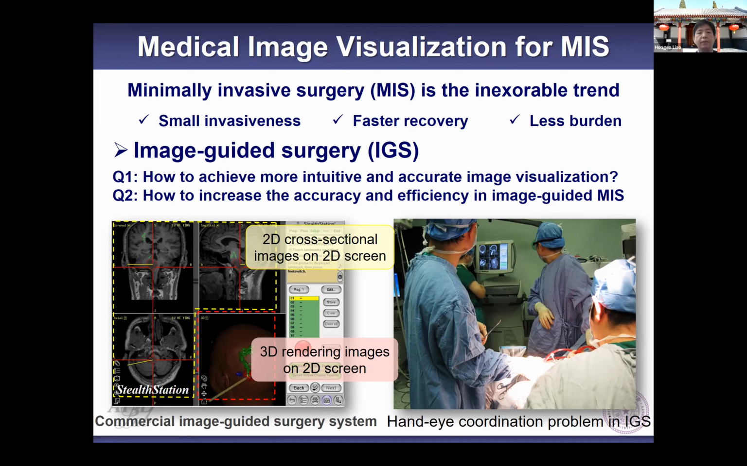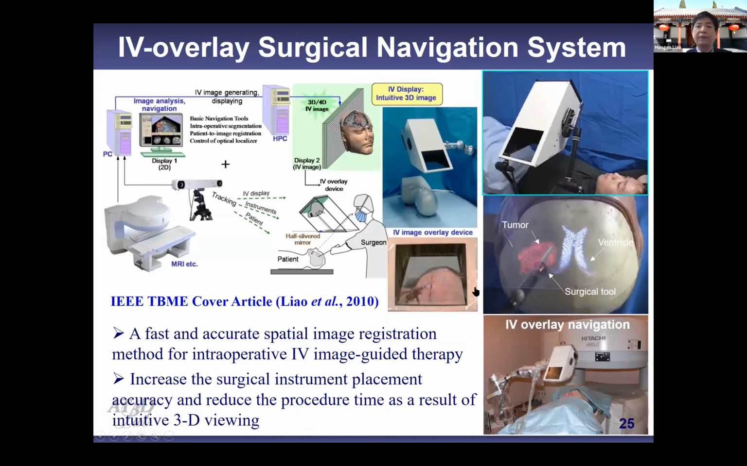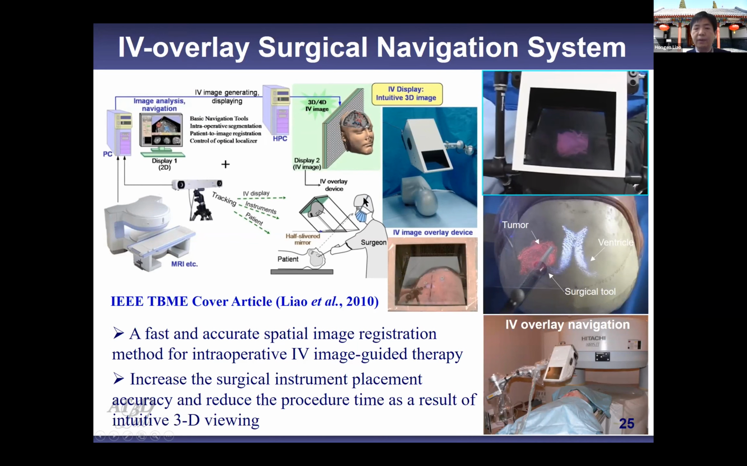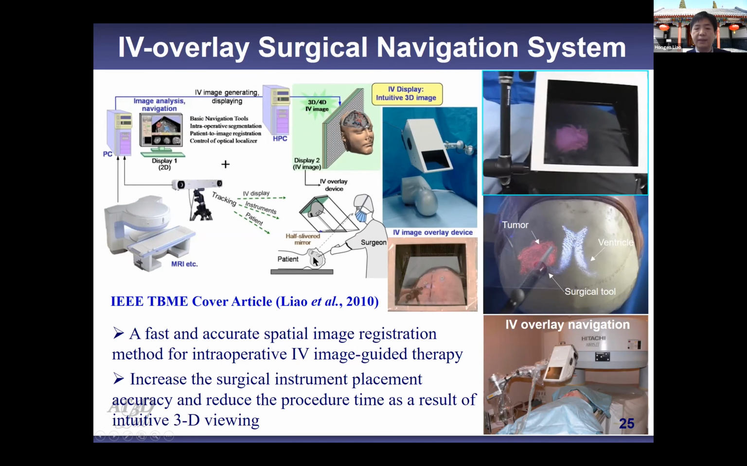So how can we achieve more intuitive and accurate image visualization during the operations? That's question one. Another question is how to increase the accuracy and the definition in image-guided surgery. So we developed such a system. We use a half silver mirror to reflect the 3D image into the patient, so the surgeon can see through the patient.